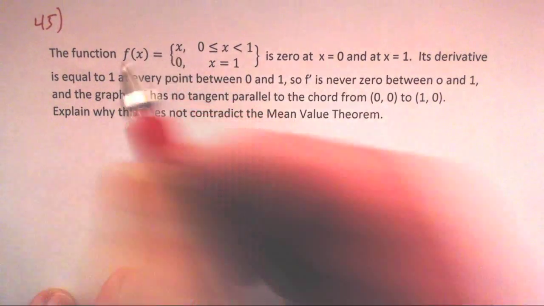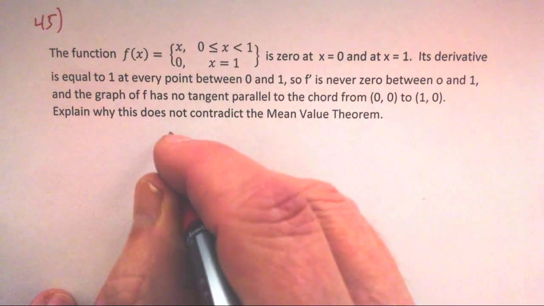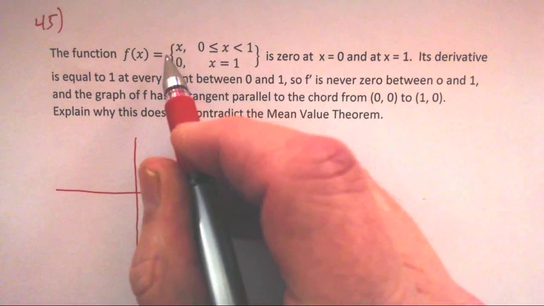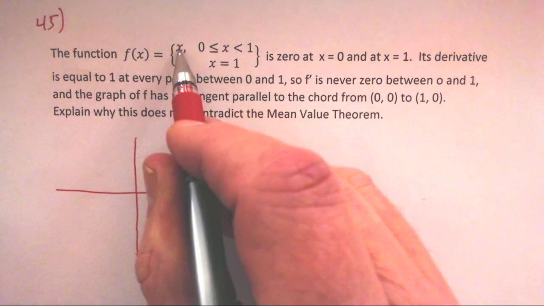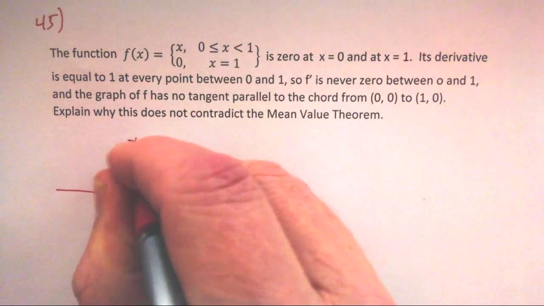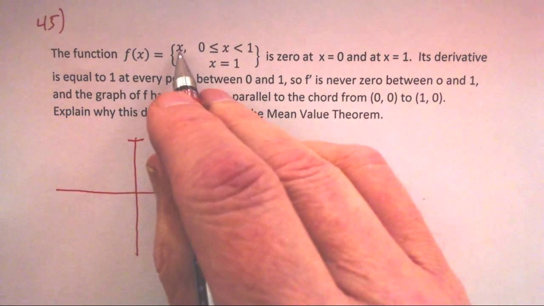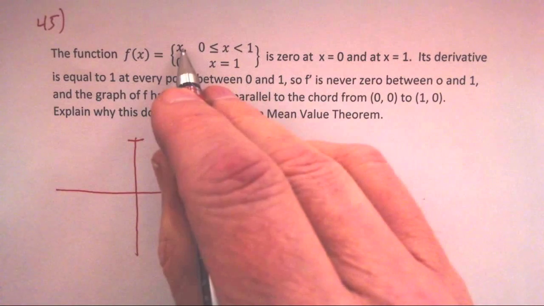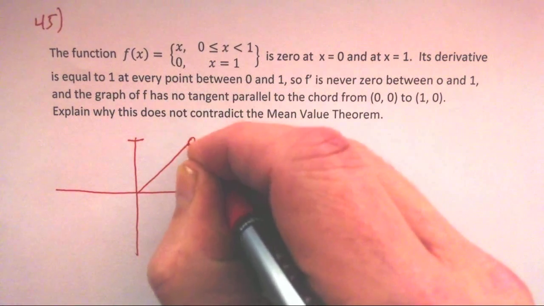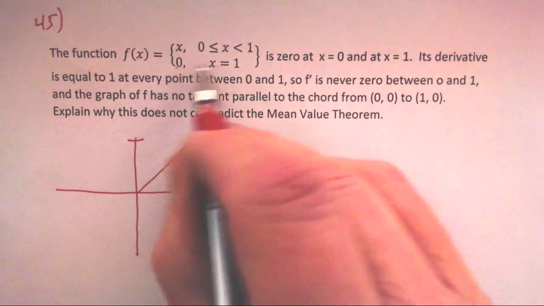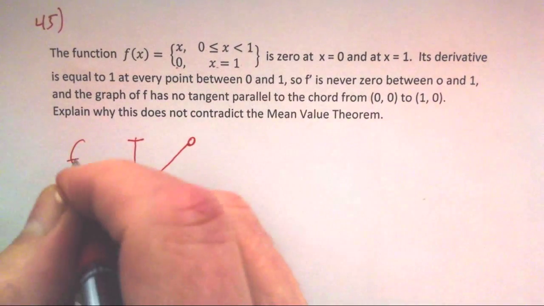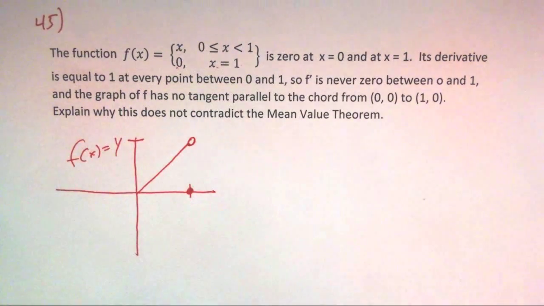So we have a function. I'm going to sketch it just to make sense out of what we have here. We have this piecewise function. And it says our function is x from x equals 0 to 1. Well, that means if I put in 0, I get 0. If I put in 0.1, I get 0.1. If I put in 0.2, I get 0.2. If I put in 1, I'd almost get 1. But then it is 0 when x equals 1. So that's our entire function. That's f. That's f of x equals y.